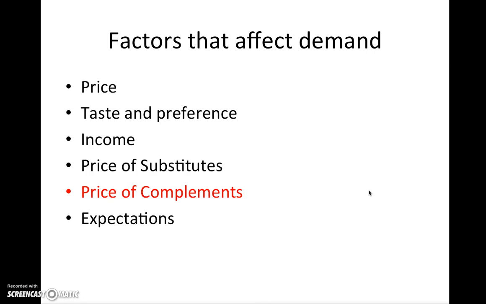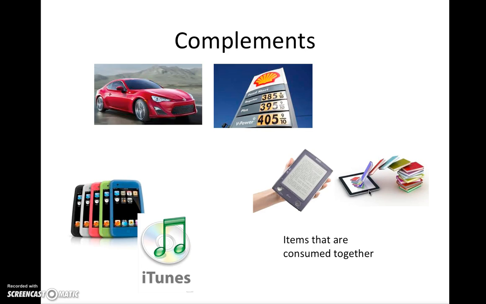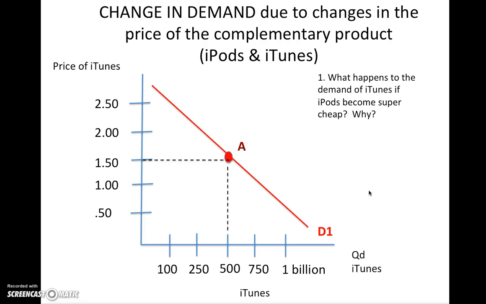All right. So the next one are complements, complementary goods. Complements are products that are used together, like cars and gas, iTunes and iPods, ebooks and e-readers, and so on and so forth. Shoes and socks, toothpaste and toothbrushes. These are products that are used together.